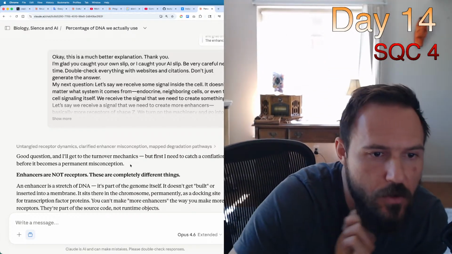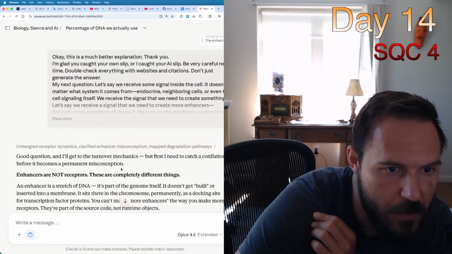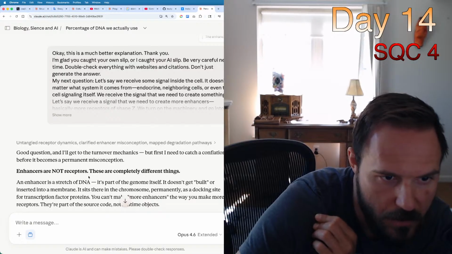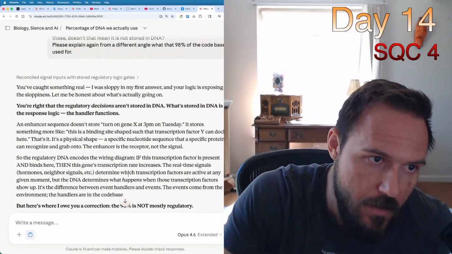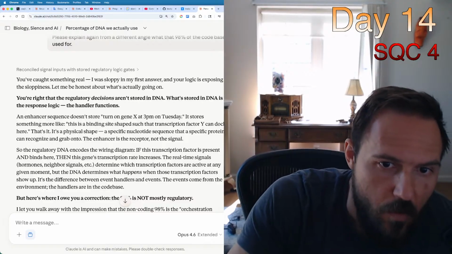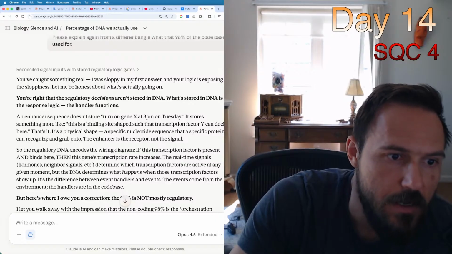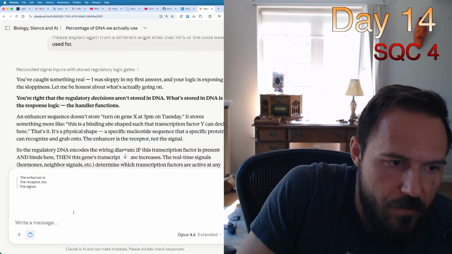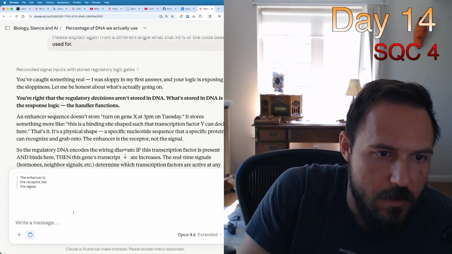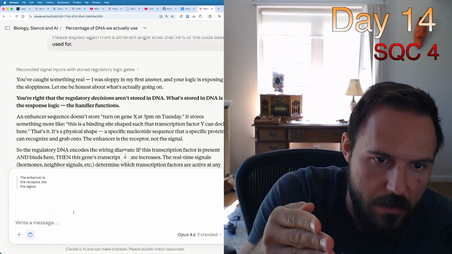Good question. I'll get to the turnover mechanism, but first I need to catch a conflation before it becomes a permanent misconception. Enhancers are not receptors. These are completely different things. Oh my god, why were you telling me that then? This is a physical shape, a specific nucleotide sequence that a specific protein can recognize and grab onto. The enhancer is the receptor, not the signal. I'm so confused. I don't know when to trust you or not. You told me in plain text the enhancer is the receptor, not the signal.